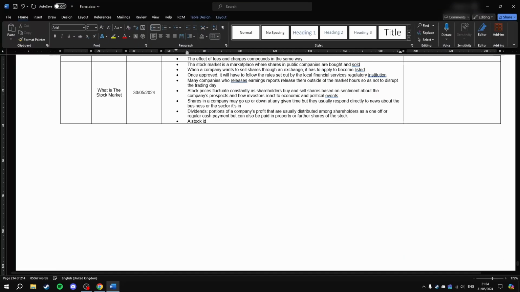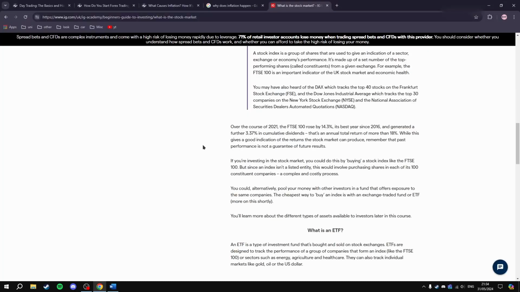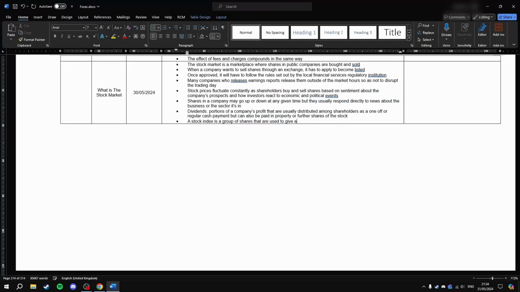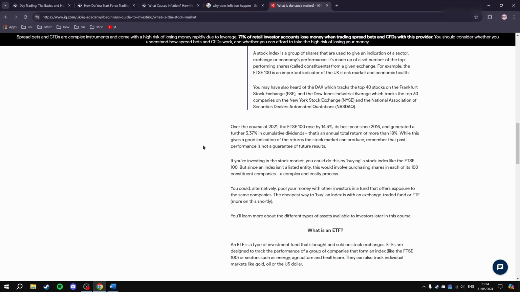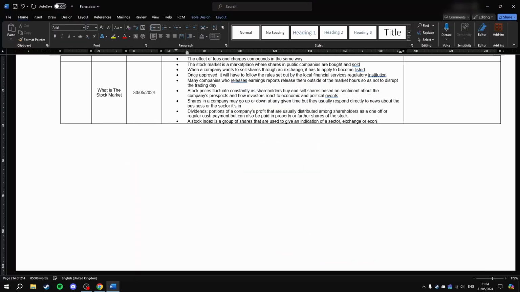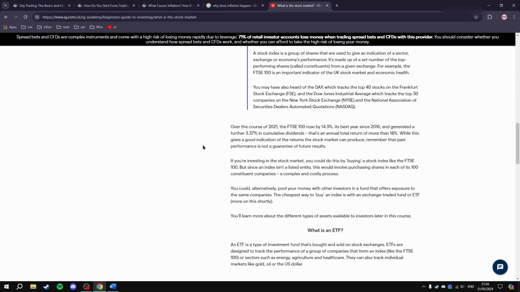A stock index is a group of shares that are used to give an indication of a sector, exchange, or economy's performance. It's made up of a set number of the top performing shares called constituents from a given exchange.